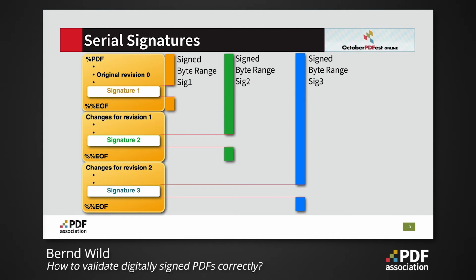If the content of the PDF cannot be modified after signing without breaking the signature, how can modifications be made without affecting the validation algorithm?